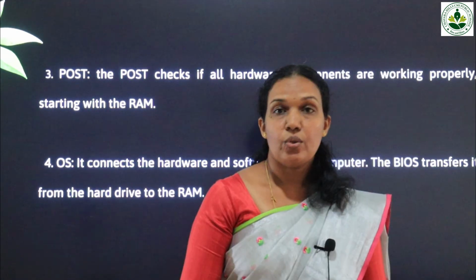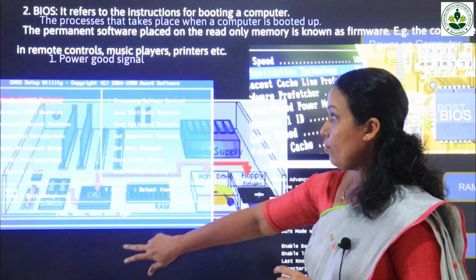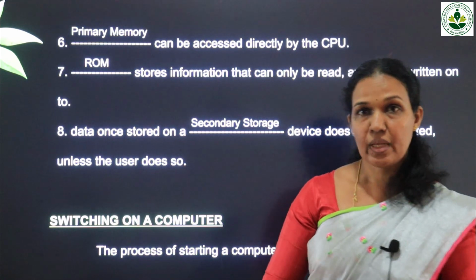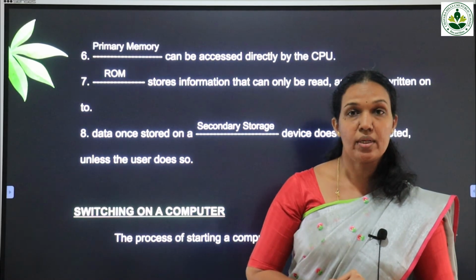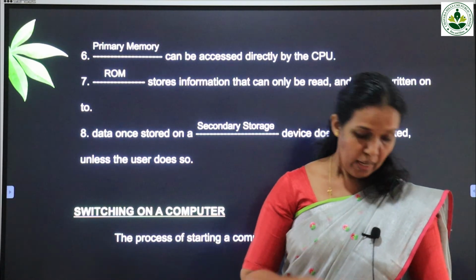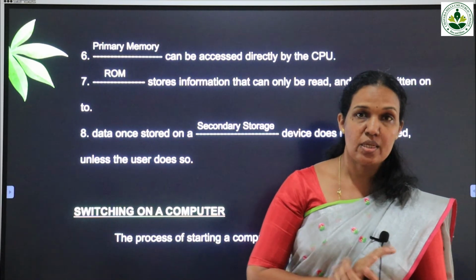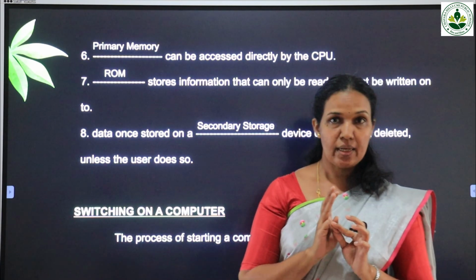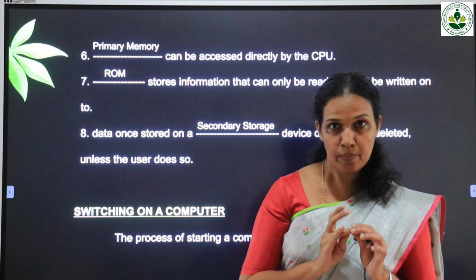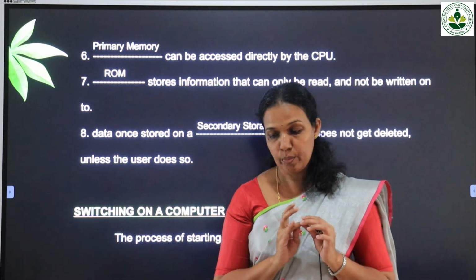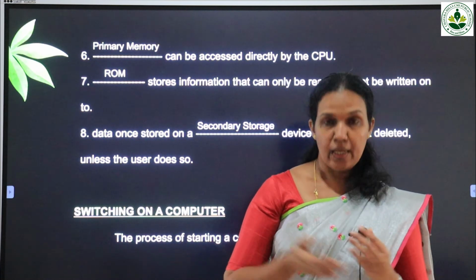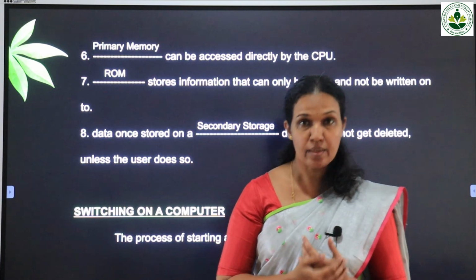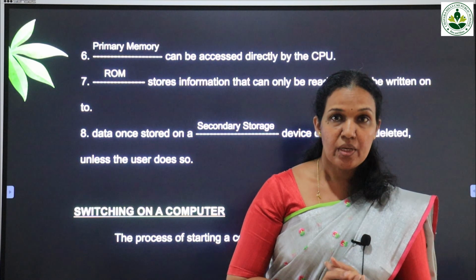Let's have a recap of what we studied today. What is a CPU? It is a processor, called the brain of the computer. When we switch on the computer, four processes happen inside it. The first is the power good signal. Second, BIOS: Basic Input Output System. Then POST: Power On Self Test, and OS, that is, the operating system.